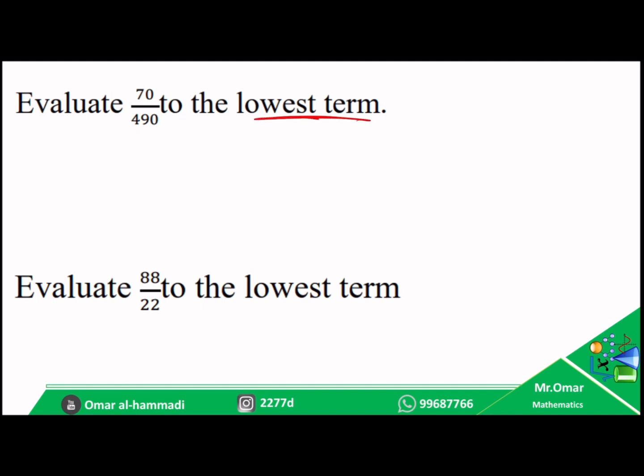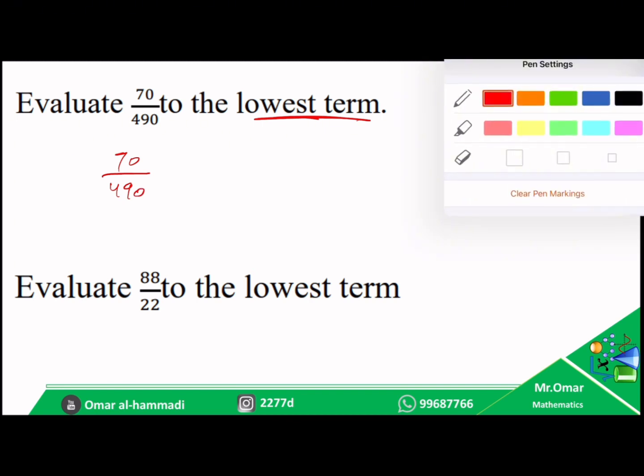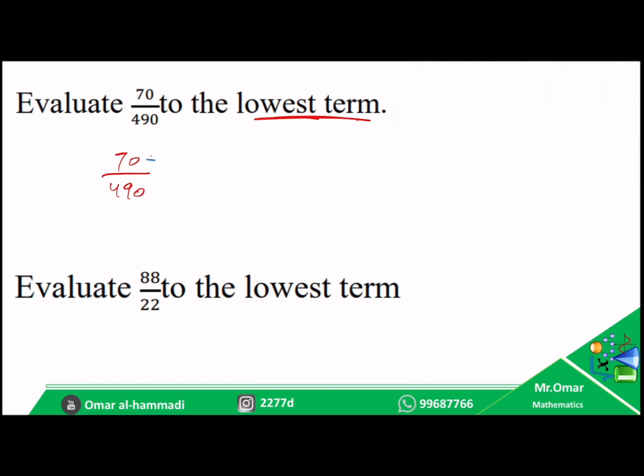And for example, this one also, 70 divided by 490 to the lowest terms, the same meaning. First of all, we will divide it by 70. We will have 1 over 490 divided by 70, which will give us 7. So this is in the lowest term, and also it's a proper fraction.